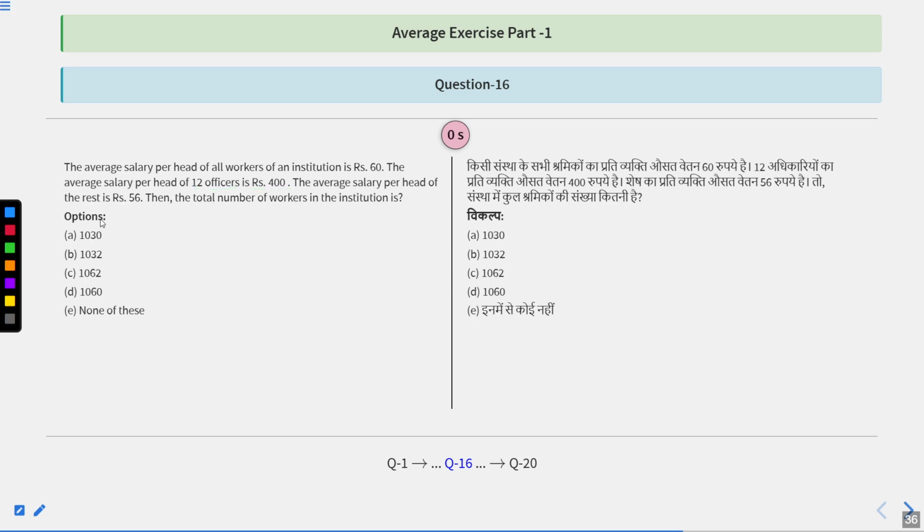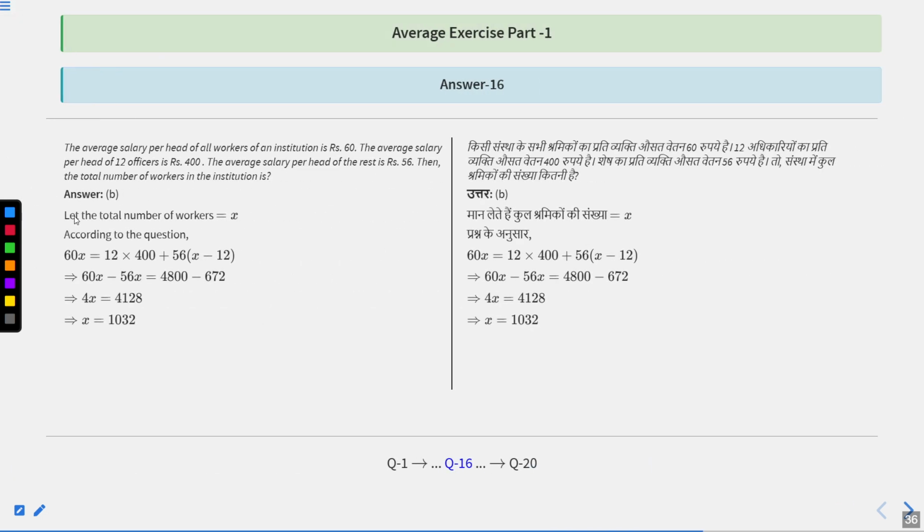Now time's up. Let's see the solution. Let the total number of workers be X. According to the question, the average salary per head of all workers of the institution is 60. So if the total number of workers is X, the total sum will be 60 into X, which is 60X. Now the condition is the average salary per head of the 12 officers is 400, and the average salary per head of the rest is 56.